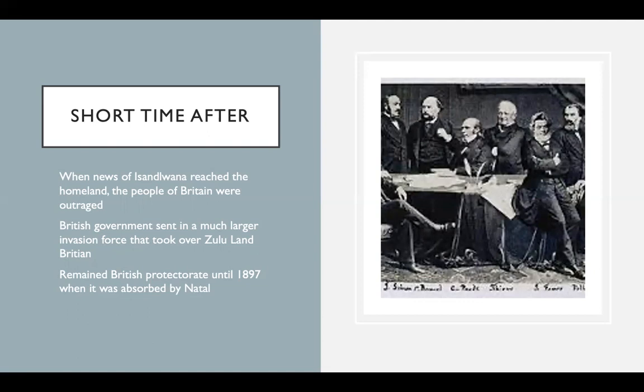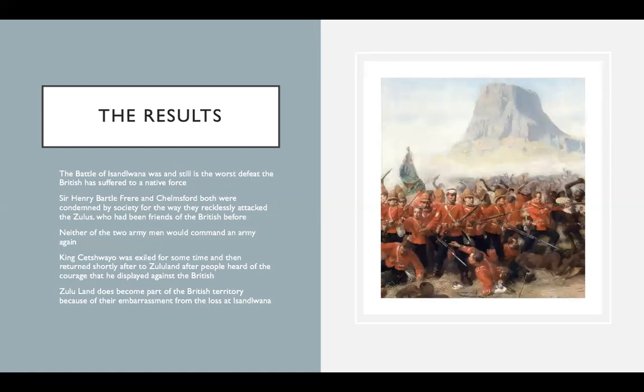During these battles, lots of lives were lost, and it can't be forgotten that King Katashweo himself had always hoped for peaceful negotiation as opposed to the war that they went through. The British this time successfully defeated and captured Zululand, which became a protectorate until 1897, when it was absorbed by Natal. In the end, the Battle of Isandlwana was and still is the worst defeat the British have ever suffered to a native force. Sir Henry Bartle Frere was condemned by society for his actions and the humiliating defeat, and never commanded a British army again.